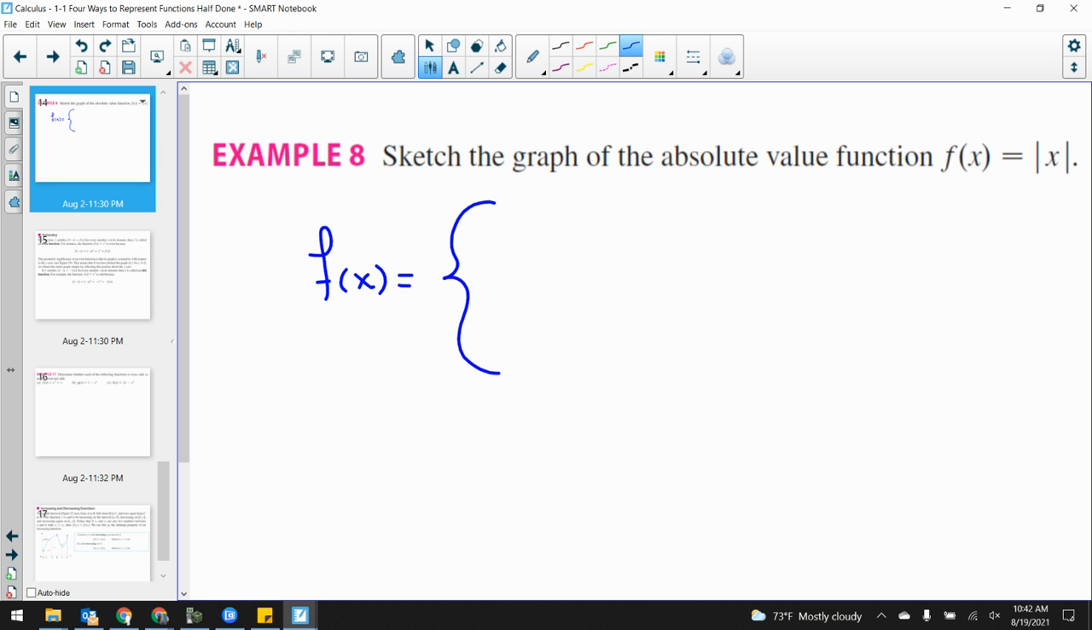So f of x is equal to x for all positive numbers, if x is greater than or equal to 0, right? If x is positive, it's just the same number. So what would happen if x was negative, if x was less than 0? What should be my rule to follow?